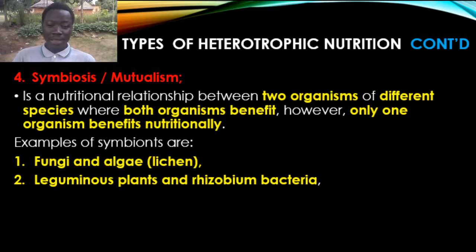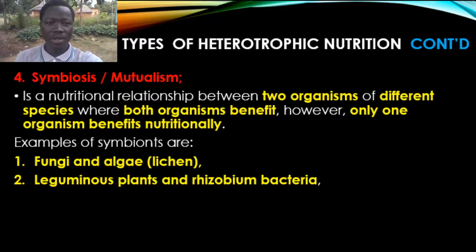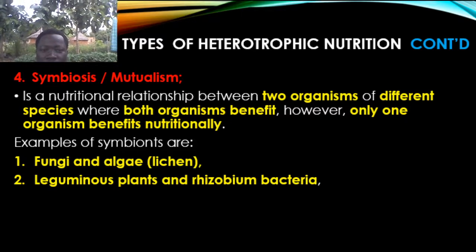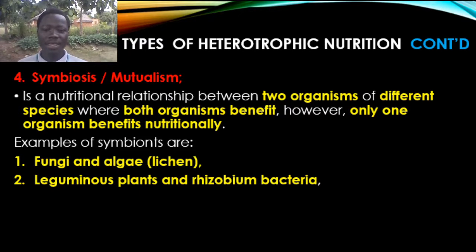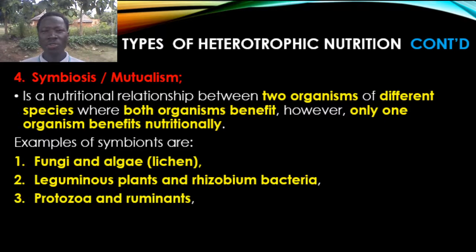What about the leguminous plants and the rhizobium bacteria? Leguminous plants may be the beans, and so these beans have root nodules. These root nodules are where the rhizobium bacteria are accommodated. In this accommodation, the rhizobium bacteria obtains shelter, whereas the leguminous plant, if we say the beans, gets nitrogen which is being absorbed by this rhizobium bacteria and is able to use it for its own nutrition.